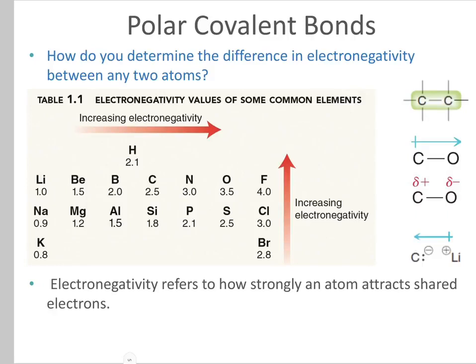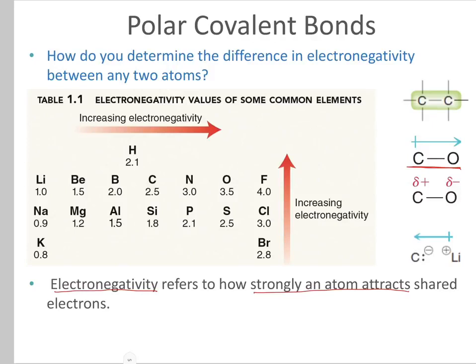Today we are going to focus on bond polarity. In other words, we are going to look at how we determine the bond polarity between any two atoms and how we represent that. And it takes us to electronegativity, which refers to how strongly an atom attracts the electrons that are shared to itself.